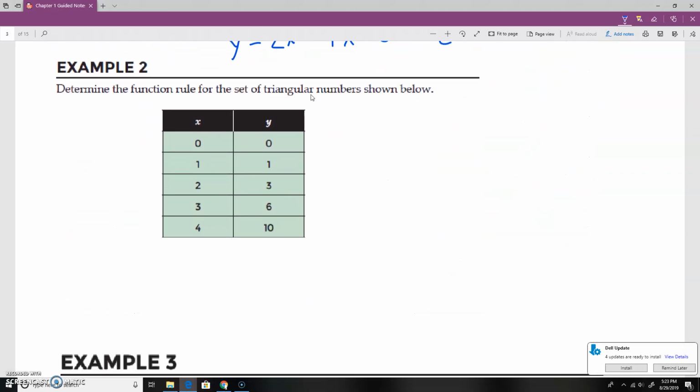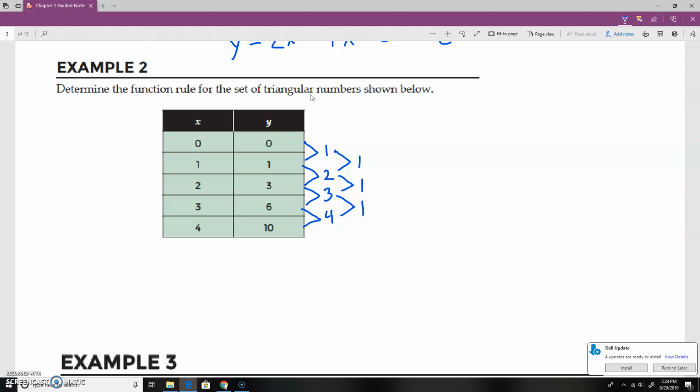Here's example 2. This one I'm going to go ahead and tell you is quadratic. So we're going to start off by finding all of these first differences, which should not be the same because, as I said, it's a quadratic. So 1 minus 0 is 1, 3 minus 1 is 2, 6 minus 3 is 3, and 10 minus 6 is 4. You can probably already see that there's a pattern there. Now if I find the second difference, from 1 to 2, I went up by 1. From 2 to 3, I went up by 1. From 3 to 4, I went up by 1.